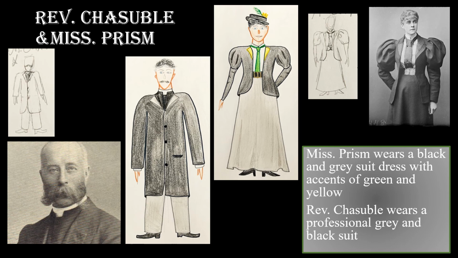And then Miss Prism, I gave her a couple different accents of color. The green is to tie her to Jack, and the yellow is to tie her to Lady Bracknell, because Lady Bracknell is the one who recognizes her and she is Jack's mother. So I wanted to hint at these ties throughout the play.